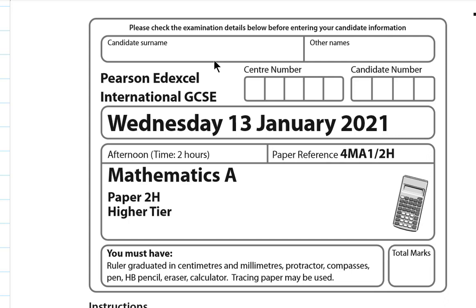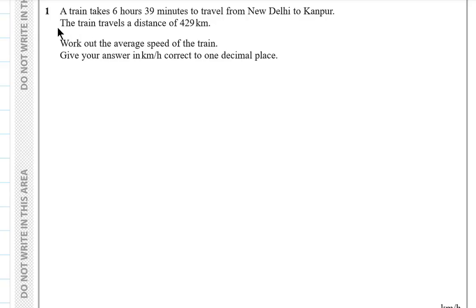Now we are going to solve Edexcel IGCSE Mathematics A to H January 2021 paper. Okay. 1. A train takes 6 hours and 39 minutes to travel from New Delhi to Kanpur. The train travels a distance of 409 kilometers. Work out the average speed of the train. Write your answer in kilometers per hour, correct to one decimal place.